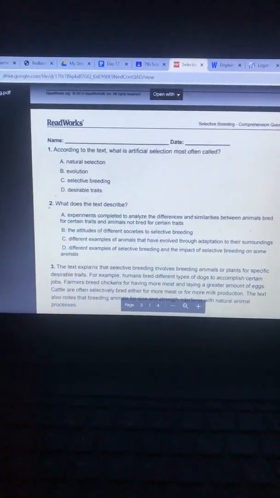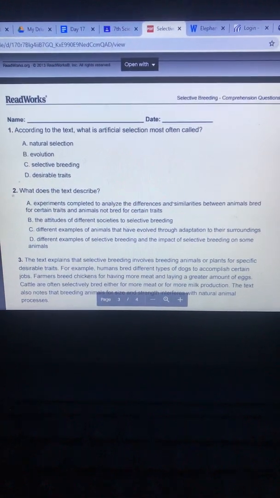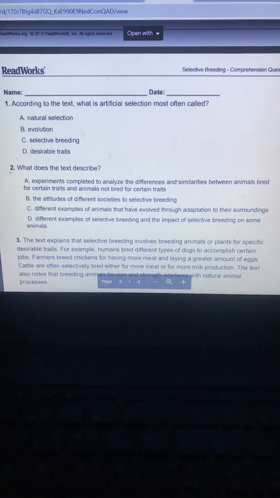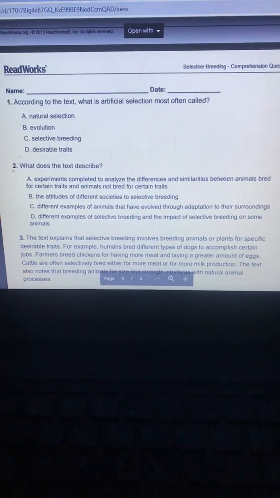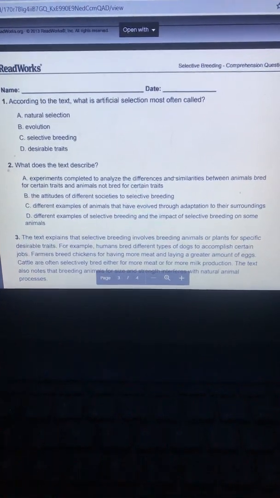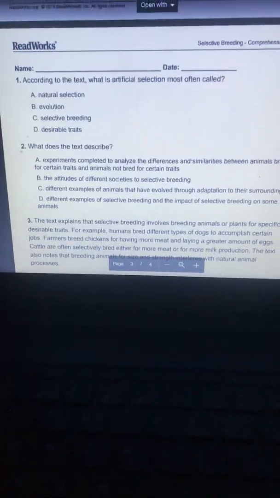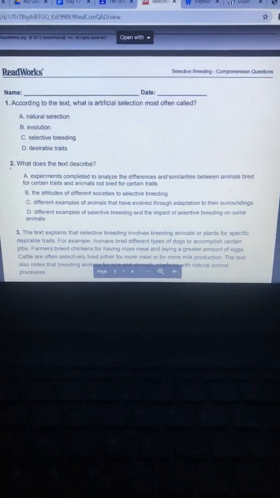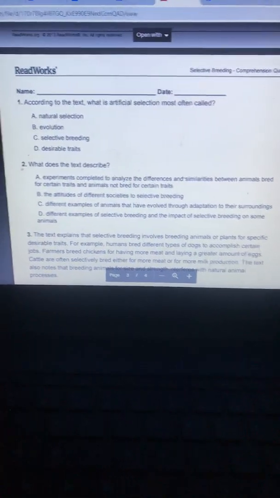Okay, what does the text describe? A, experts completed experiments to analyze the differences and similarities between animals bred for certain traits and animals not bred for certain traits. So, did this article talk anything about experiments? Yes or no? If no, I would go ahead and cross it out as not an option. If yes, leave it open as a choice.